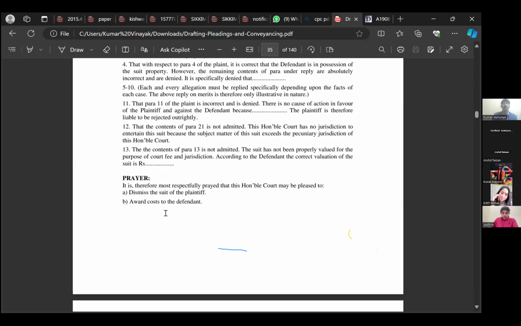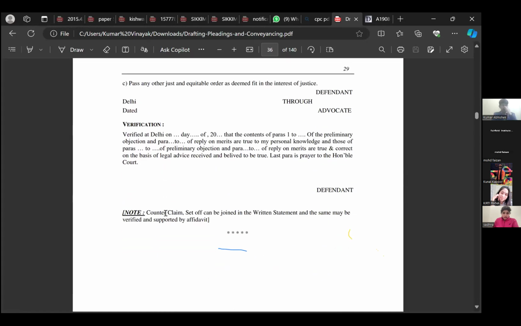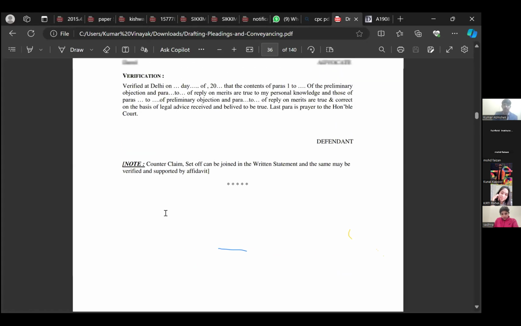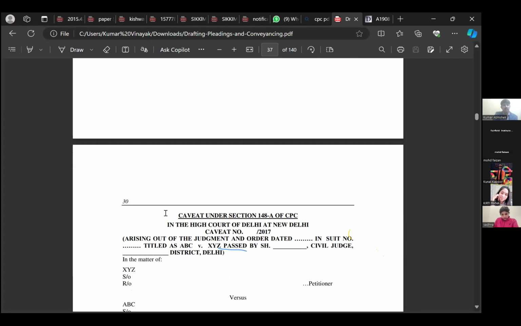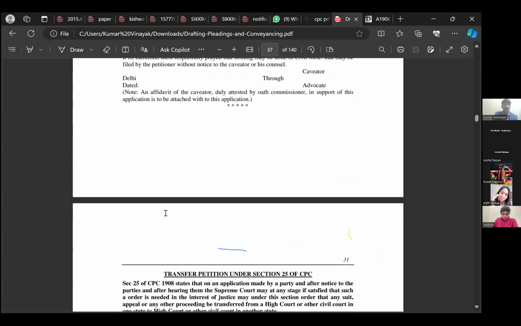prayers. And then after the prayer, the signatures of the plaintiff and the advocate would come, accompanied by an affidavit, as the case may be, as per the requirement of that particular court and the particular case. Similarly, I tried to show you a draft of a conveyance, which has to contain the specifics, as I told you.